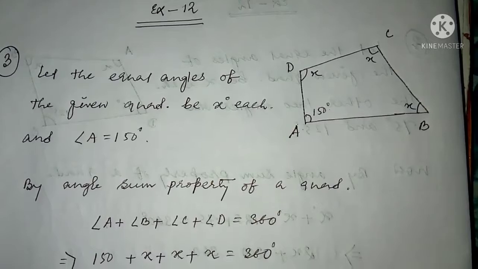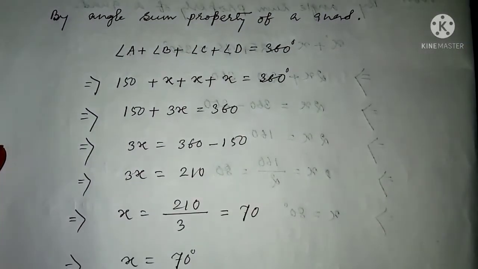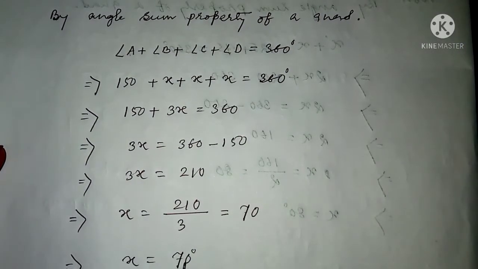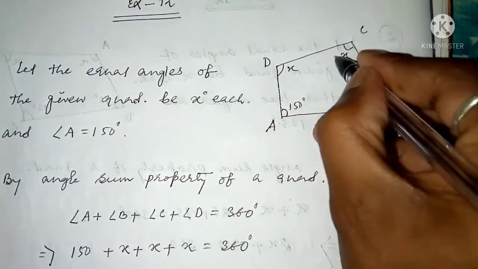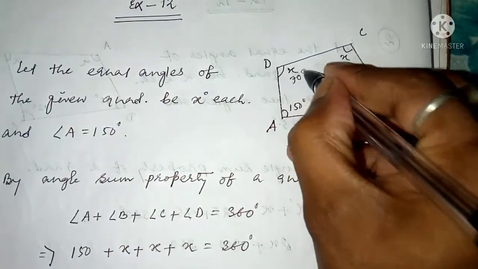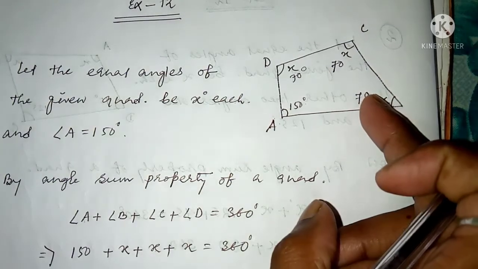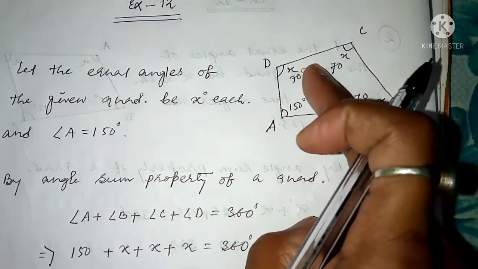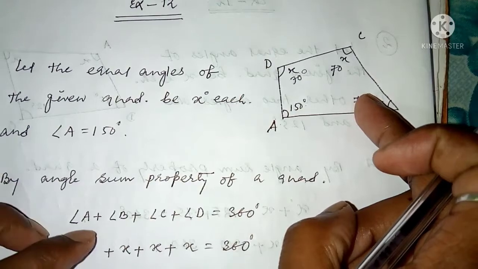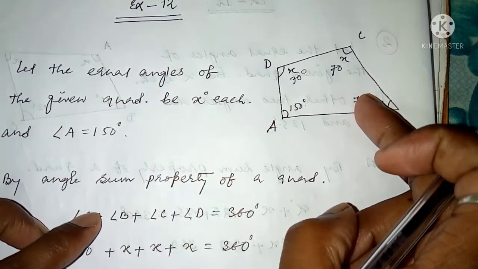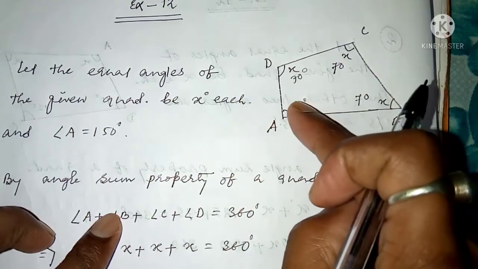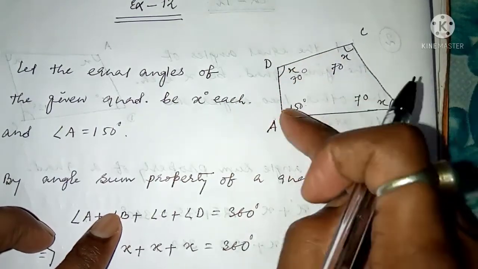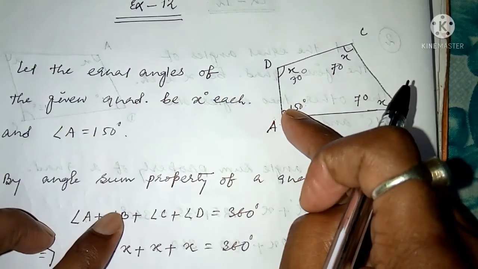Now one more thing: you can check whether the value of x we have got, 70 degrees, is correct or not. How to check this? I got this as 70, and this is also 70, this is also 70. How do I know the value 70 is correct? It may be wrong, I may have made some calculation mistakes. Then how to check? We know that by the angle sum property, if I add all these four angles together, it must give me 360.